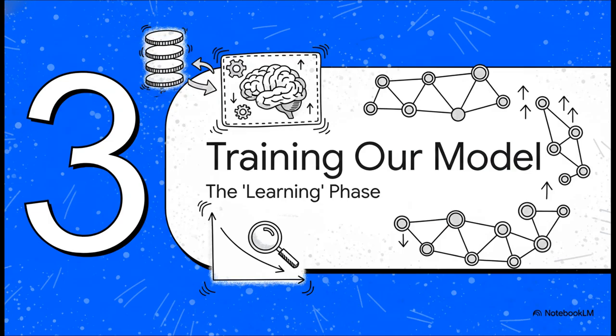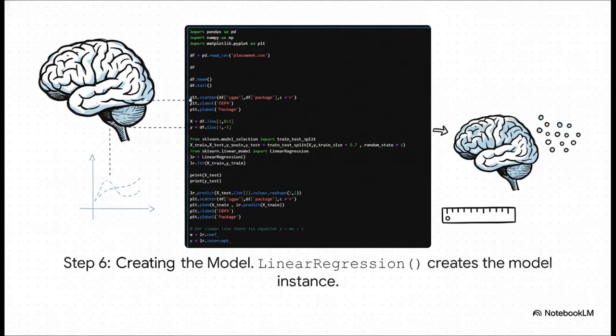Okay, we've done all the prep work, we've got our data ready and split up. Now we get to the heart of it all. It's time to create our model and actually train it. This very simple line of code is where we create an instance of the linear regression model. Right now, our variable LR is basically an empty brain. It's ready to learn, but it doesn't know anything at all about our student placement data yet.